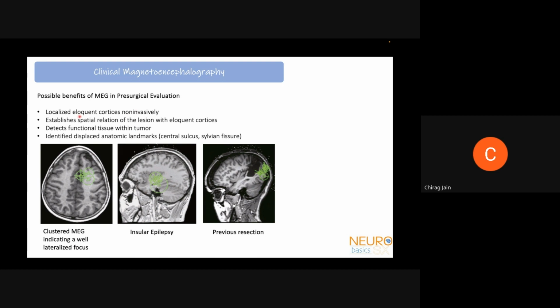Apart from that, it can establish the spatial relationship of the lesion with eloquent cortices. A very common indication we discussed for subdural grid was for patients who have lesions within the eloquent cortex. So maybe in those cases, we can rather use a MEG. It can localize both the eloquent cortex and your lesion, and can tell you what is the relationship of the lesion with the eloquent cortex. It can detect functional tissue within a tumor, and it can even pick out the different displaced anatomic landmarks, particularly the central sulcus and Sylvian fissure.